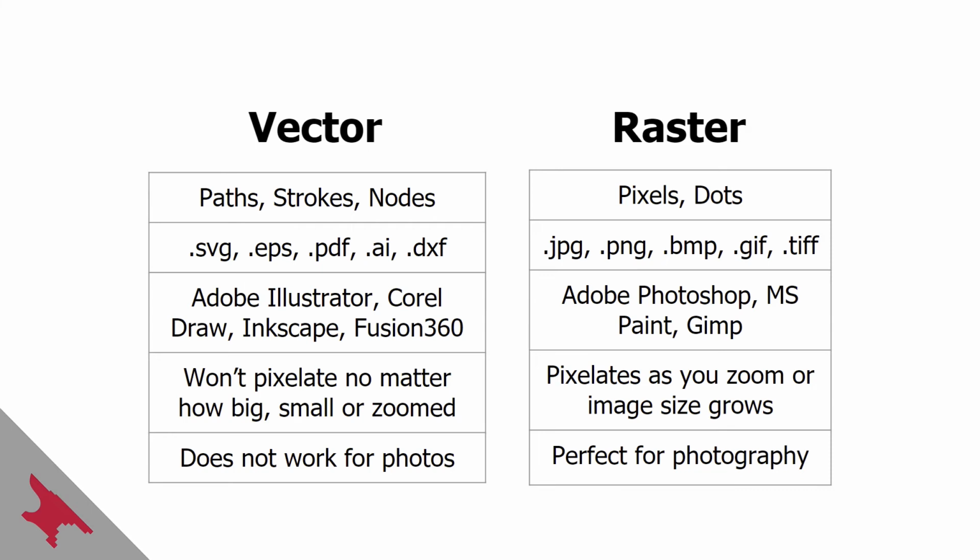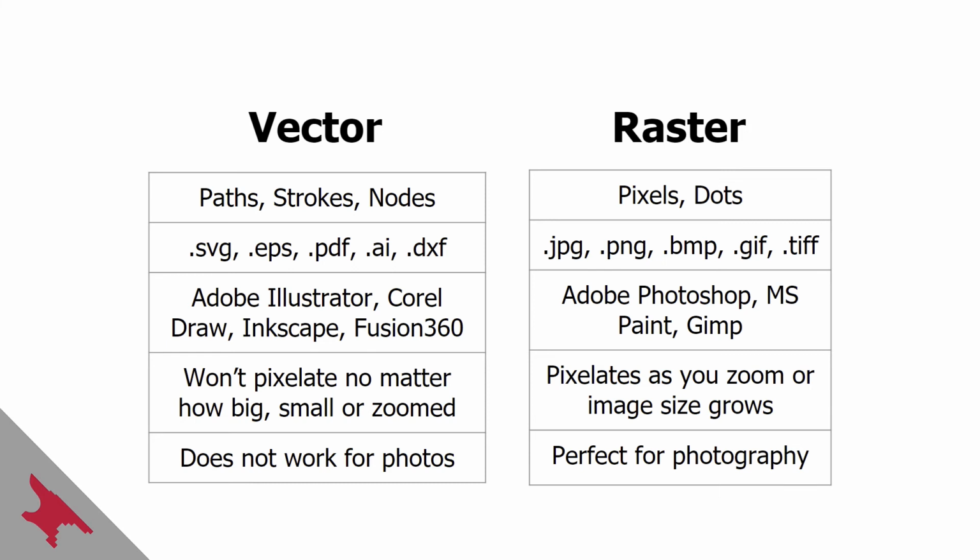Some of the programs you could use for vector drawing as a hobbyist, in order of cost from most to least, are Adobe Illustrator, Corel Draw, Inkscape, and Fusion 360, just to name a few. For raster images, you'll use programs like Adobe Photoshop, Microsoft Paint, or GIMP.